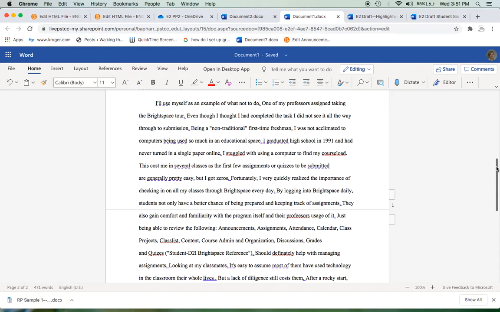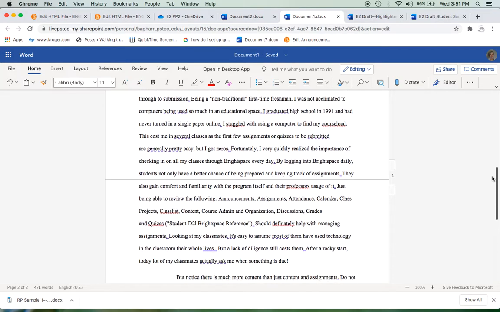Being a non-traditional first-time freshman, I was not acclimated to computers being used so much in an educational space. I graduated high school in 1991 and had never turned in a single paper online. I struggled with using a computer to find my course load. This cost me in several classes, as the first few assignments or quizzes to be submitted are generally pretty easy, but I got zeros. Fortunately, I very quickly realized the importance of checking in on all my classes through Brightspace every day.